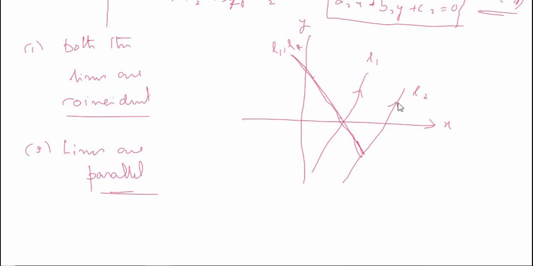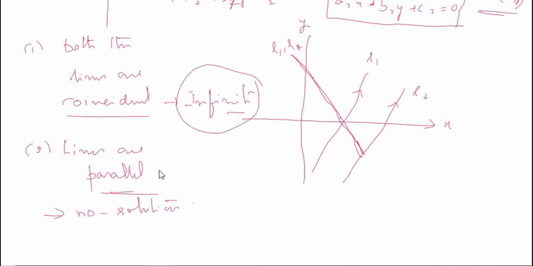You are going to have a solution only if they intersect or if they are coincident. Since these lines are not going to intersect at any point, we don't have any solution in such cases. So here, no solution. In this case, when the lines are coincident, the solutions are infinite. That is, every point on these lines is a solution for both the lines. So infinite number of solutions in this case and no solution in this case.